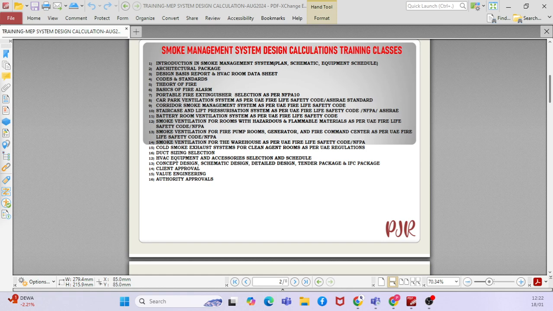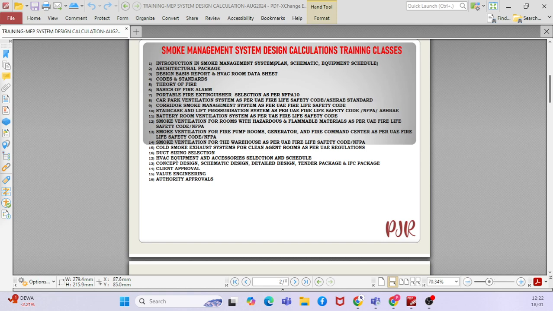So based on that only you will apply corridor smoke management. In some residential buildings, you may not find corridor smoke management. In some buildings you may find it. So you will know which building requires smoke management and which building does not. That also we will study based on the local guideline.